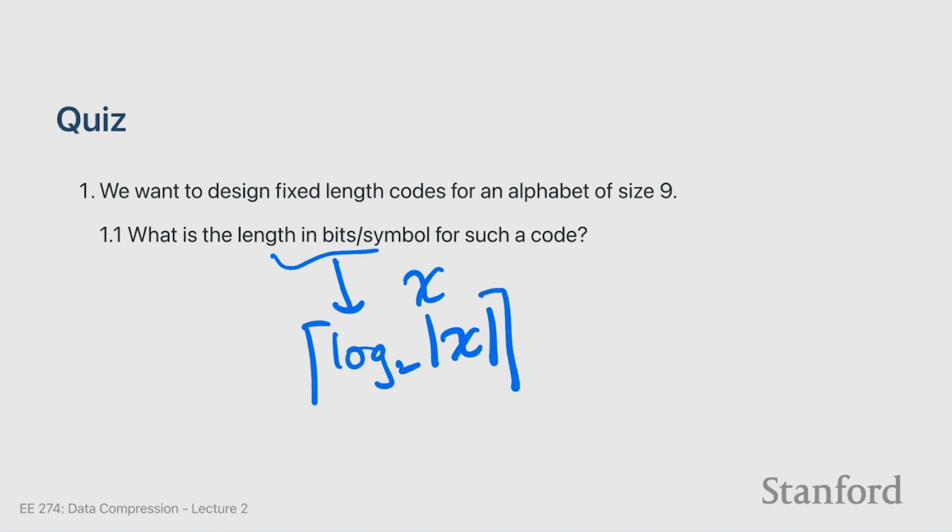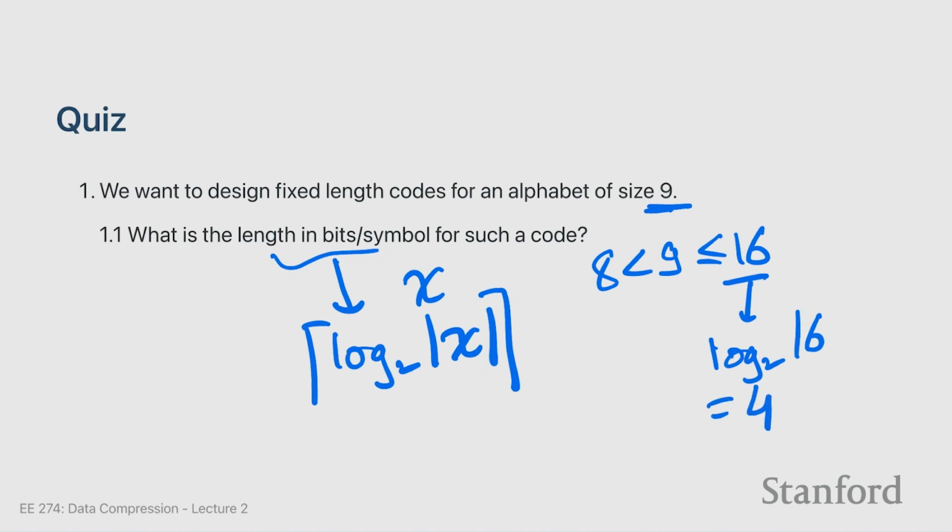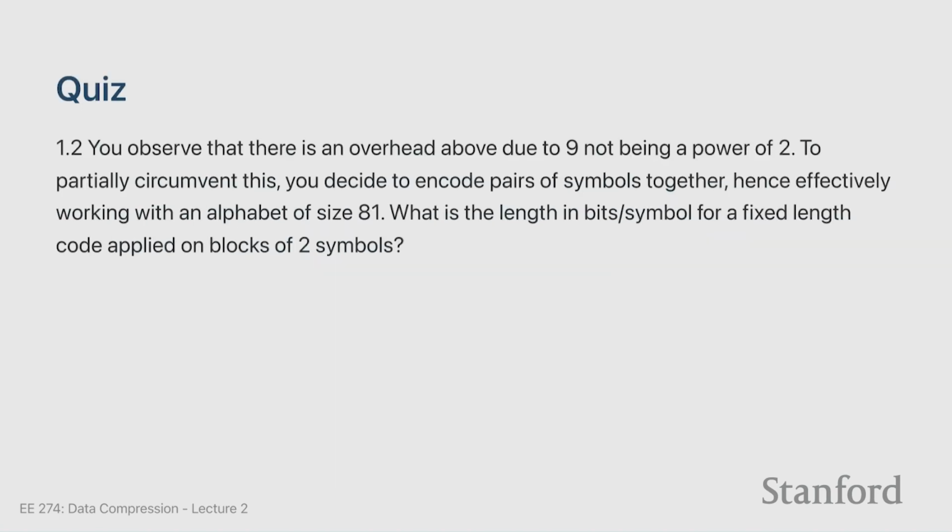So in simple words, basically you find the nearest power of 2 which is bigger than your size, right? So 9 lies between 8 and 16. So you take 16, you take log base 2 of 16, which is 4. And so 4 is the number of bits you need if you are going to represent this in a fixed length code. Is everybody okay with that? I think most of you got this one right, so that's good.